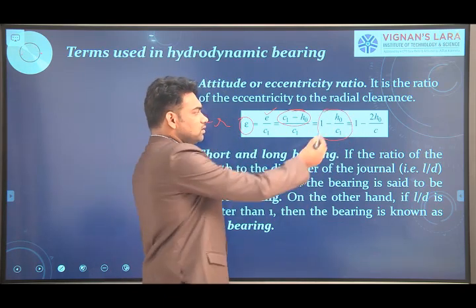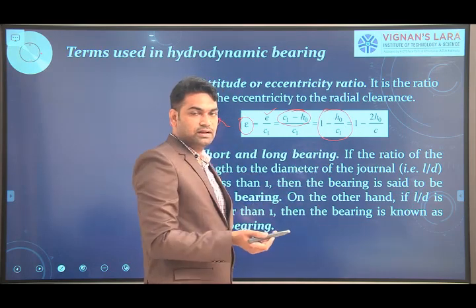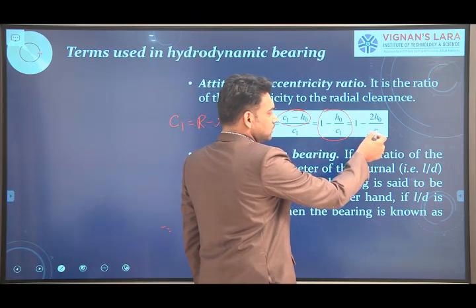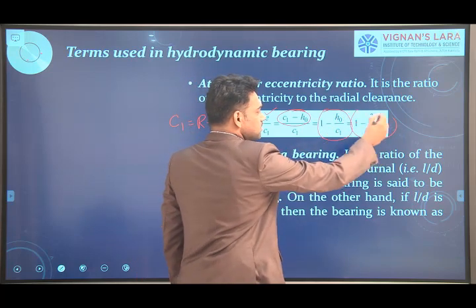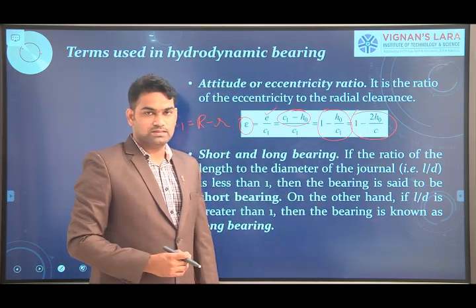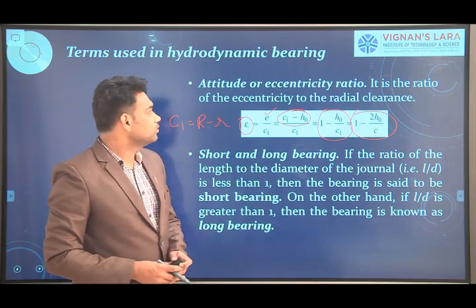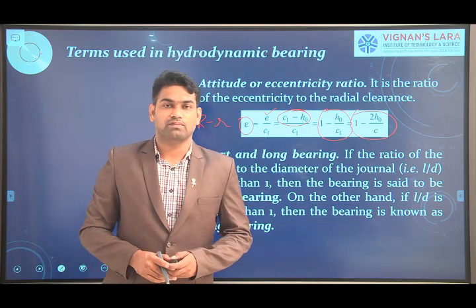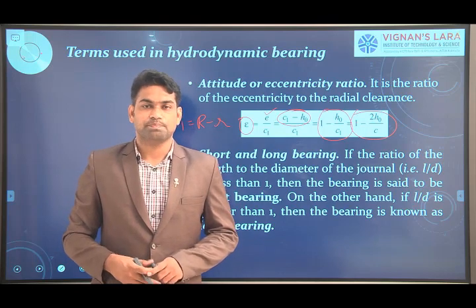So what is H0? That is the minimum oil film thickness, and C1 is the radial clearance. C1 can be written as C by 2. Clear? So epsilon can be written as 1 minus 2H0 by C. Finally, this eccentricity ratio, or attitude as we call it, denoted by epsilon, is given by the ratio of eccentricity to the radial clearance, 1 minus 2H0 by C.